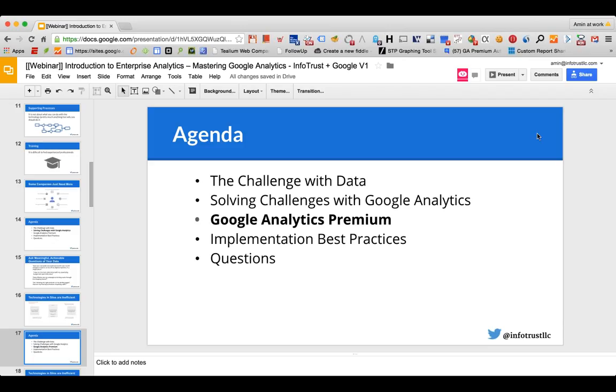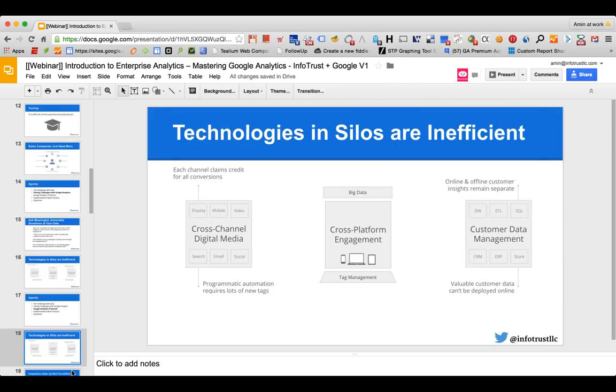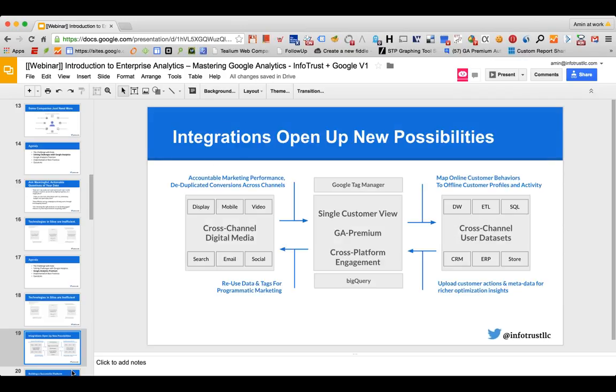What's the future ahead? What's the evolution? So let me see if I can transition here. Basically, technologies in silos, we said, are inefficient. What you might expect to get whenever these technologies get integrated is that integrations open up new possibilities. Google Analytics Premium is deeply integrated with products and tools across the full Google suite.